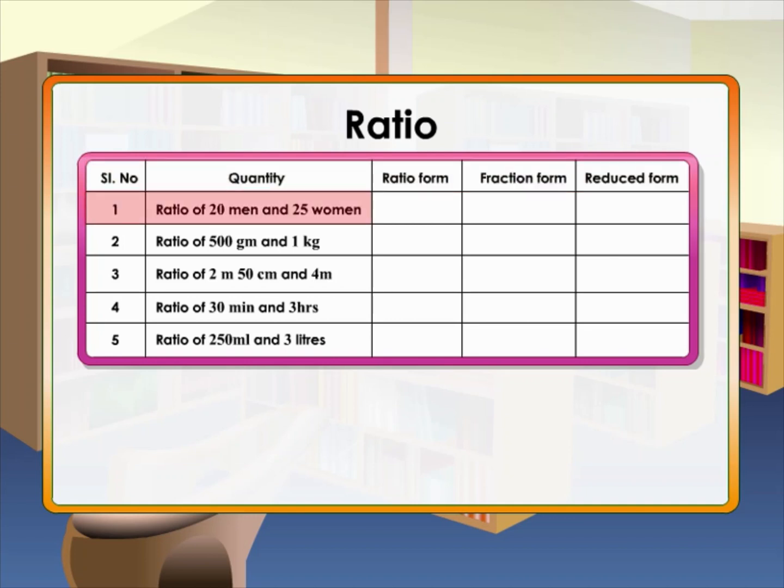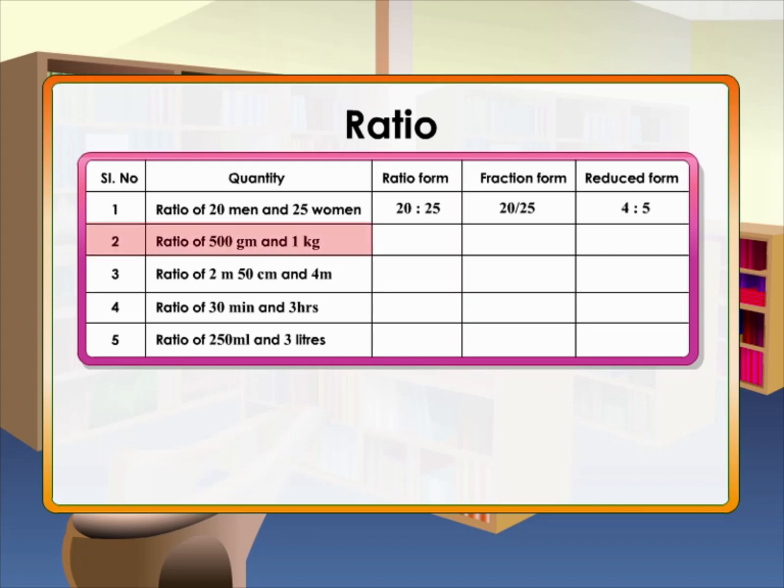The ratio of 20 men and 25 women can be written as 20:25 in ratio form, then 20 divided by 25 in fraction form, and finally cancel 20 divided by 25 using 5 table. You will get 4:5 in the reduced form.